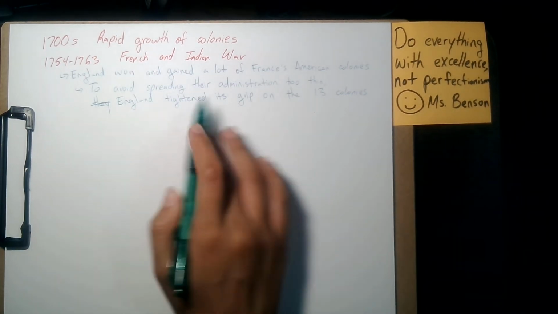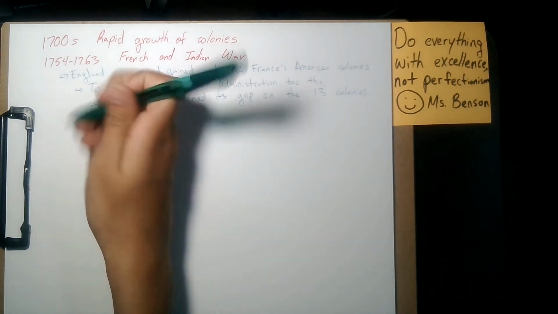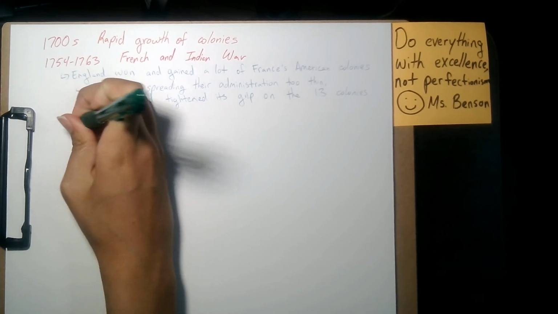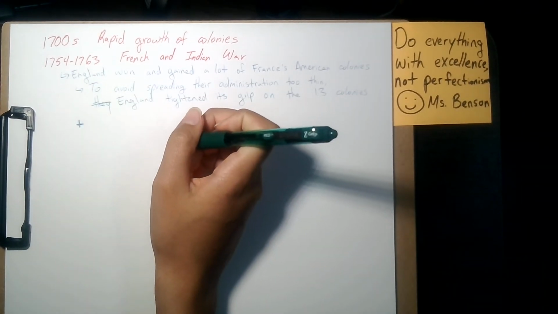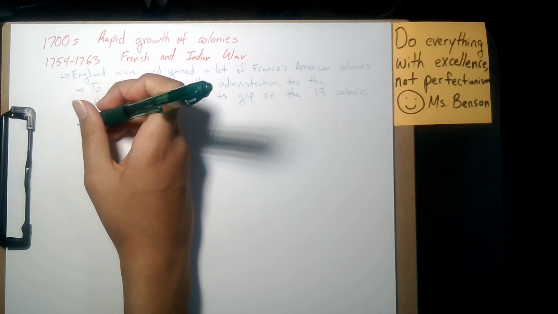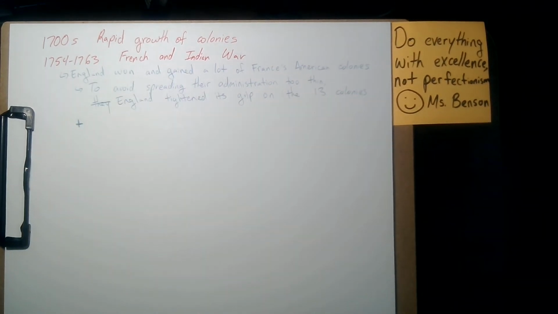Okay, so they needed to tighten their grip. Also, war is expensive. So England said, you know what? I gotta extract even more resources. I have a bunch of debt. So then they started increasing taxes.